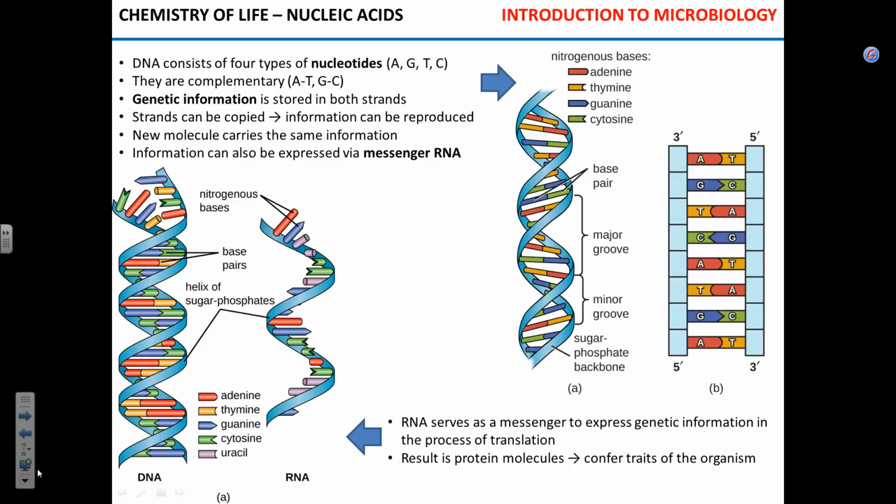So the last biological macromolecule that we need to recall some information about is nucleic acids. There are two types, right? DNA and RNA. DNA, which is represented here on the left, consists of two strands that form double helix.